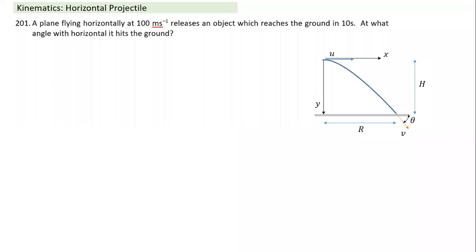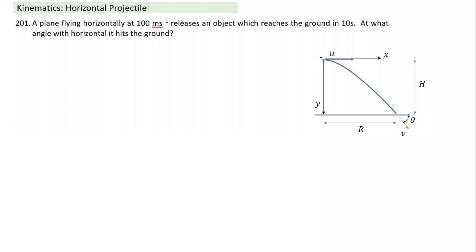Let's look at some simple questions. Horizontal projectile questions may not be very tricky. A very common example is: a plane is flying horizontally at a speed of 100 meters per second. It releases an object which reaches the ground in 10 seconds. At what angle from the horizontal will it hit the ground?